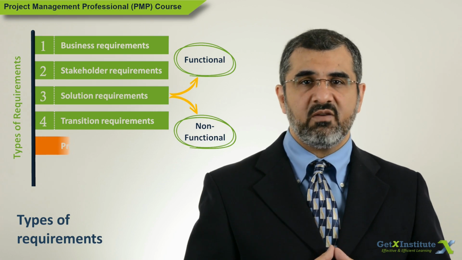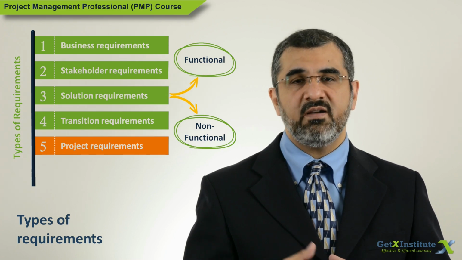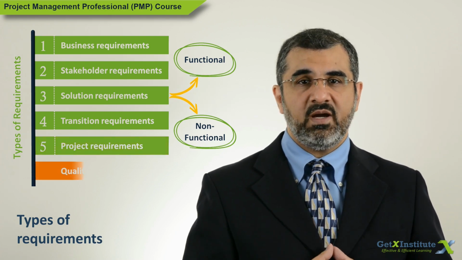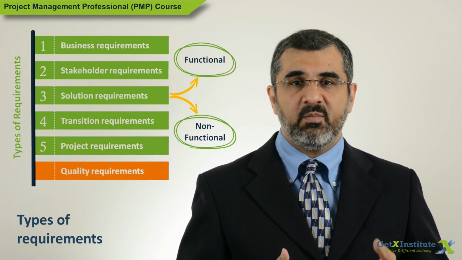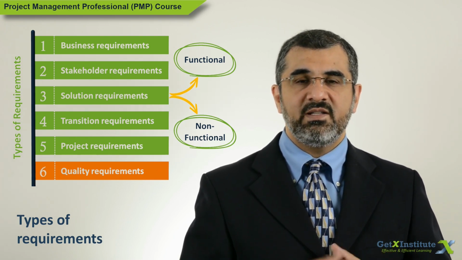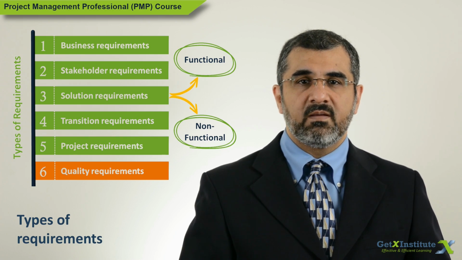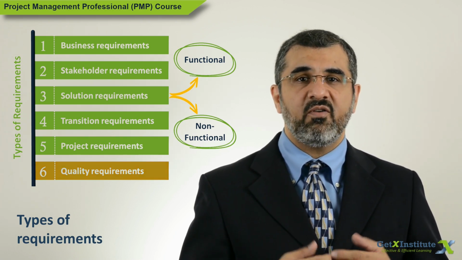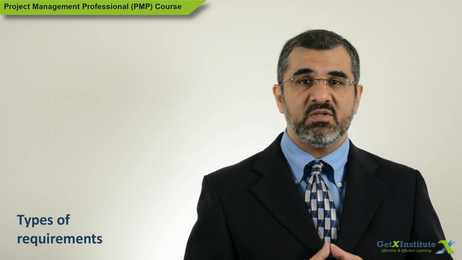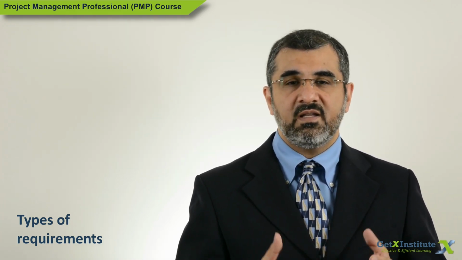Fifth, project requirements. There are some actions taken as part of project work. Those fall under the project requirements category. Sixth, quality requirements. These are requirements that a product must meet before it can be handed over to the customer. For example, the strength of concrete will be a quality requirement. These requirements are many times driven from specifications. All of these various types of requirements are captured in the requirements documentation and are considered when the scope is defined.